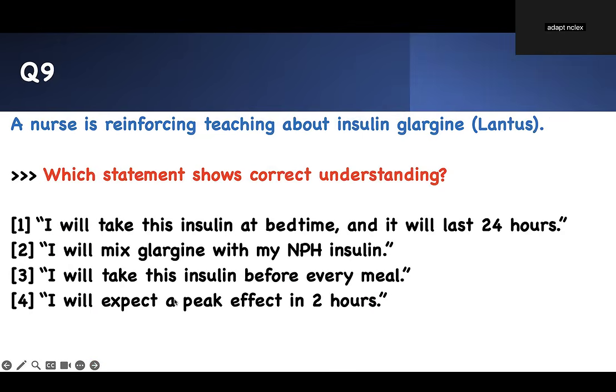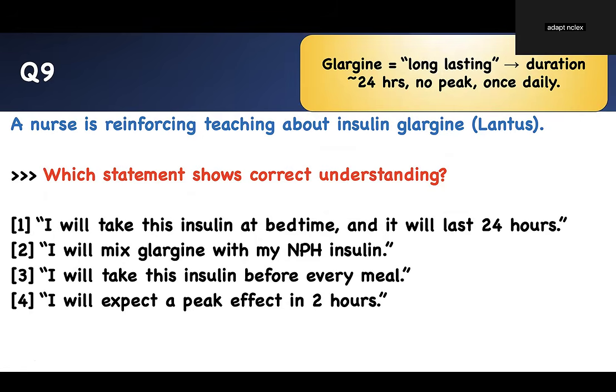The nurse is reinforcing teaching about insulin glargine. Which statements show correct understanding? Once again, another insulin question. Always go for the concept. Which of these answer choices will you pick? I will take this insulin at bedtime and it will last 24 hours. Is that consistent with glargine? I will mix glargine with NPH insulin. I will take this insulin before every meal. I will expect a peak effect in 2 hours.